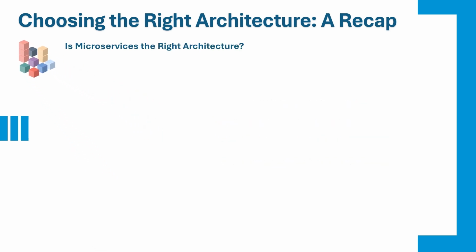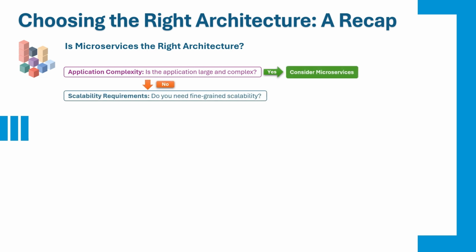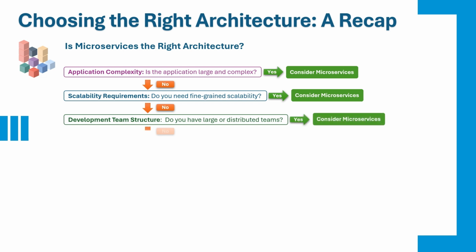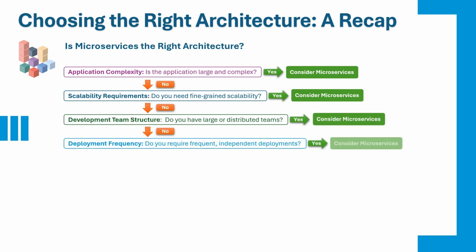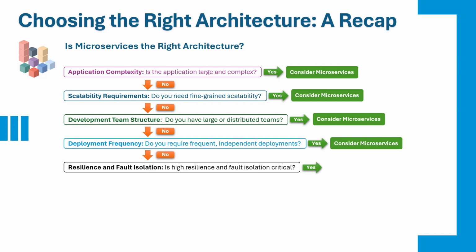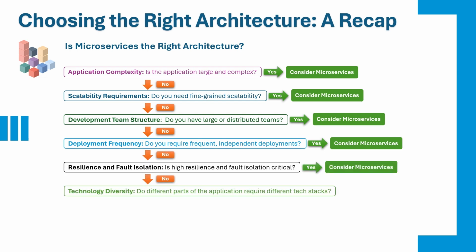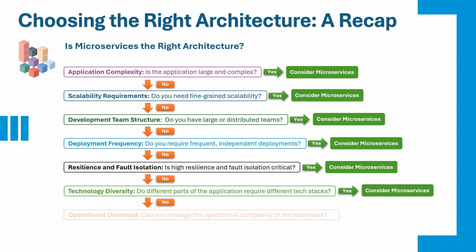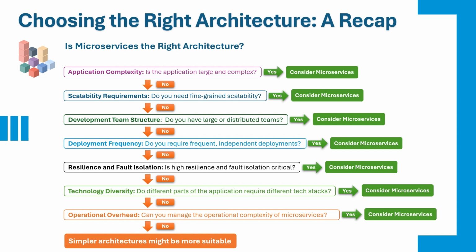So now the big question is: are microservices the right architecture for your project? It's important to remember that while microservices offer significant benefits, they are not a one-size-fits-all solution. Microservices are best suited for complex, large-scale applications where scalability, flexibility, and resilience are critical. For smaller projects, the overhead of managing microservices can outweigh the benefits, making simpler architectures more appropriate. Careful consideration is necessary to determine the right architecture for your project.